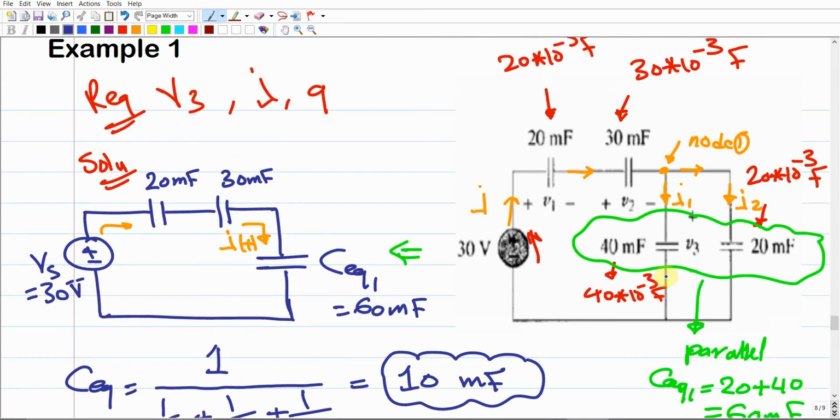How about V3, which is the voltage over this capacitor? The voltage over this capacitor, the 40, should equal the voltage over this capacitor, the 20. It should equal the same voltage, the voltage over their equivalent, which is C equivalent 1. So for example, the voltage here over this one is V1 as already given here. Over this capacitor is V2 as already given here. Over this C equivalent, it should be V3. So how much is V3?